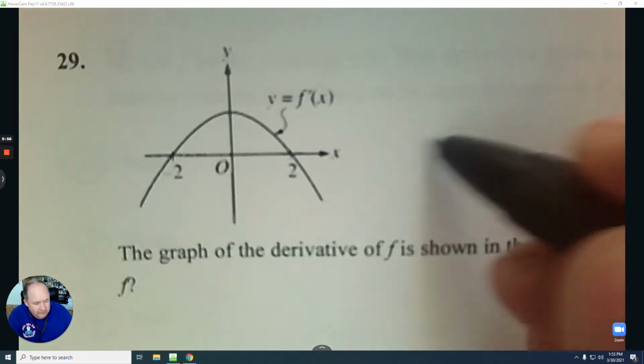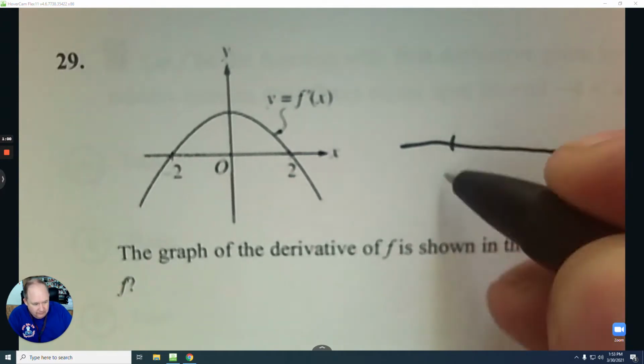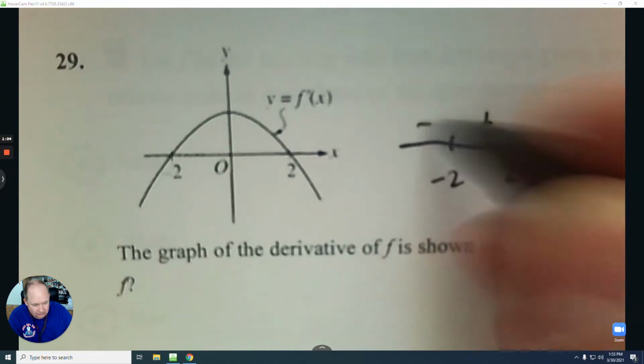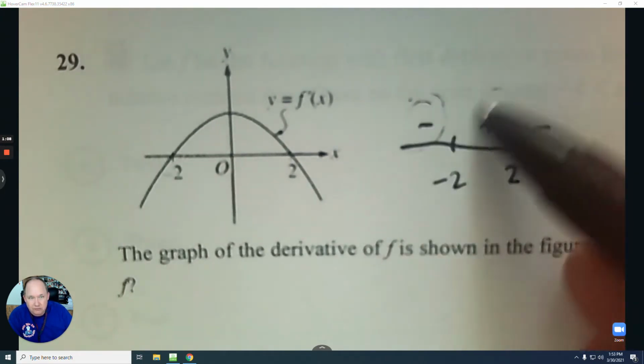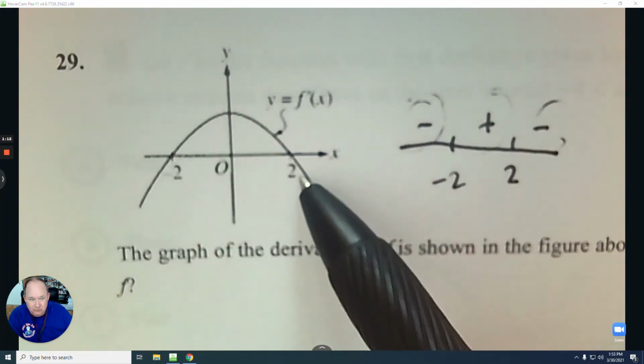The graph of the derivative is shown. Which of the following could be the graph of the actual function? So one thing I'm looking for here before I start looking at it is between -2 and +2, it's increasing. So I know it's decreasing and then increasing and then decreasing because it's below, above, and then below.